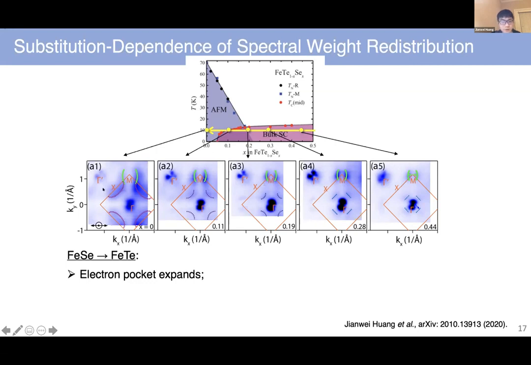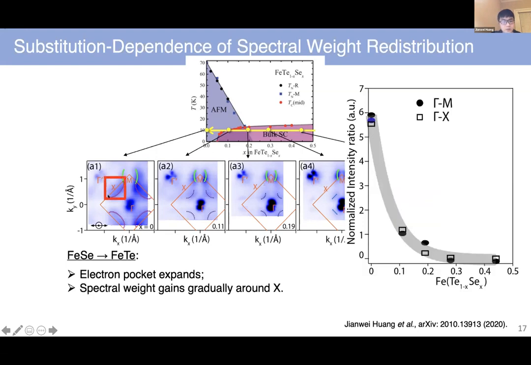To quantitatively extract this spectral weight evolution, we integrate the spectral weight inside this rectangle, and we plot the spectral weight evolution here. The evolution is really reminiscent of the effective mass evolution we have shown before. So this really shows us that this iron tellurium is in proximity to this OSMP state.